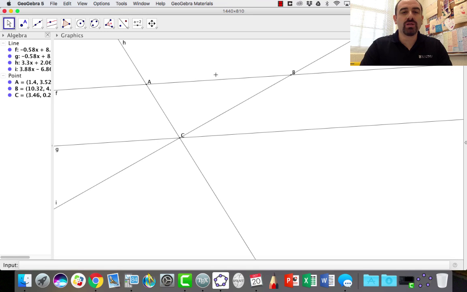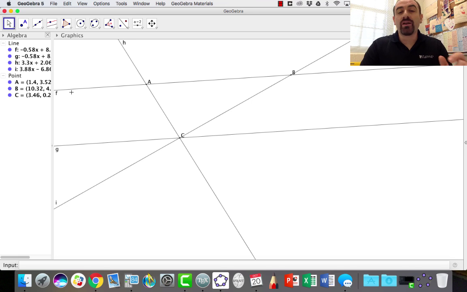What I have here are two lines that are parallel. This is called line F, and this is called line G. Those are parallel to each other, and what I've created from that is one transversal, this is line H, and a second transversal, this is line I. And you'll notice that these two transversals meet at one point.